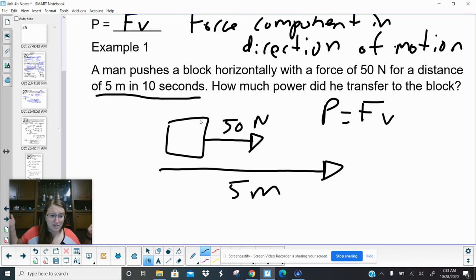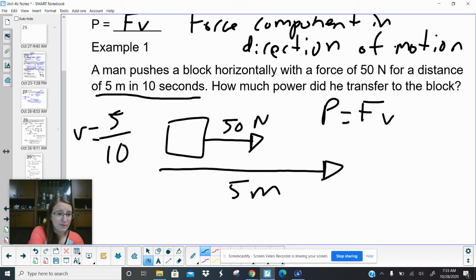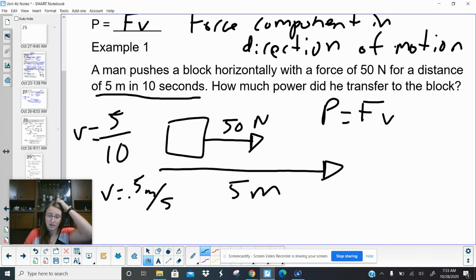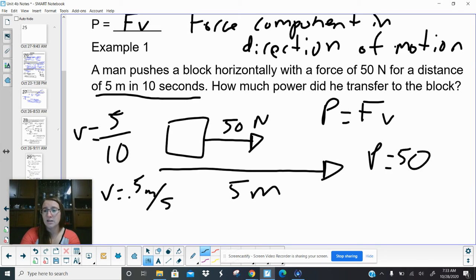Okay, 5 meters in 10 seconds, guys, that is the speed, right? Speed is distance over time. So this is only 0.5 meters per second. So super easy from here. We have the force, we know the speed. Go ahead and plug it in and solve for power. Okay, power equals, our force is 50, our speed is 0.5. We get the power is then going to be 25 joules.